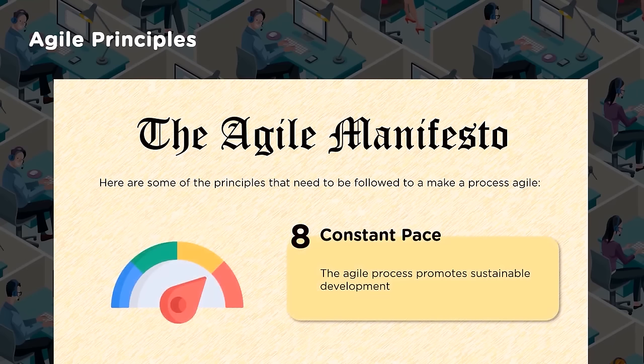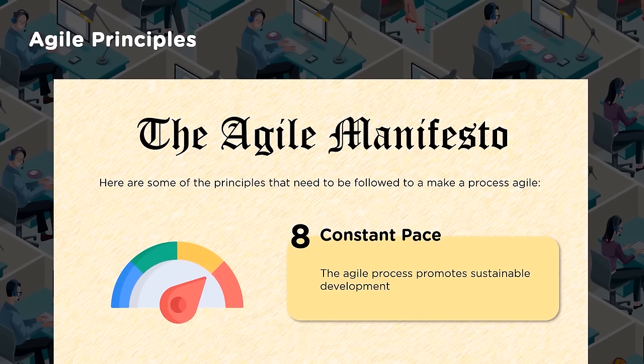So next is constant pace. The agile process promotes sustainable development. It should not be, I did it and I sleep, or I did it and then I'm waiting for something else. No. There should be frequent deliverables happening. There should be constant movement from left to right, from beginning to end, so that the expected deliverables keep happening and consumers or users are realizing the value of it. So it should be a constant pace, the velocity, the speed which needs to be adopted.